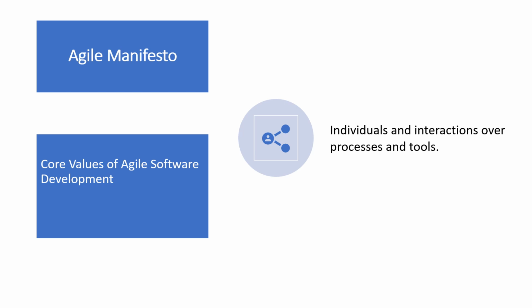Let us take an example of communication and see how it changes for individuals versus processes. In the case of individuals, communication is fluid and happens when a need arises. In the case of process, communication is scheduled and requires specific content.